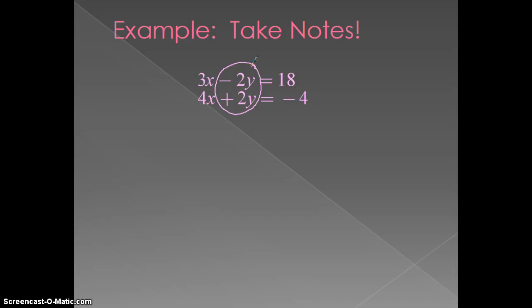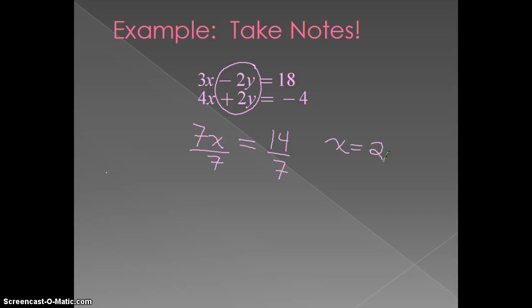The equal sign allows us to do that. So 3x plus 4x is going to give me 7x. Negative 2y plus positive 2y gives me 0. And this, of course, is equal to 18 minus 4 gives me 14. Well, can we solve for x? I hope so. Divide both sides by 7. And we know that x is equal to 2. Perfect. We've got one of our variables.